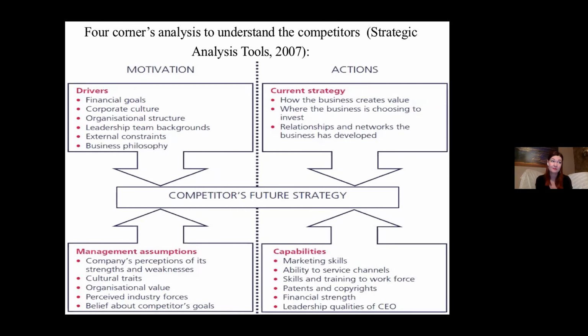As you can see here, after making the 7S McKinsey matrix, we can use a lot of things from 7S McKinsey and implement it into the competitor's future strategy, also of Michael Porter. Management assumptions, company's perceptions of its strengths and weaknesses, hello SWOT analysis, like cultural traits, organization values, perceived industry forces, and belief about competitors' goals.